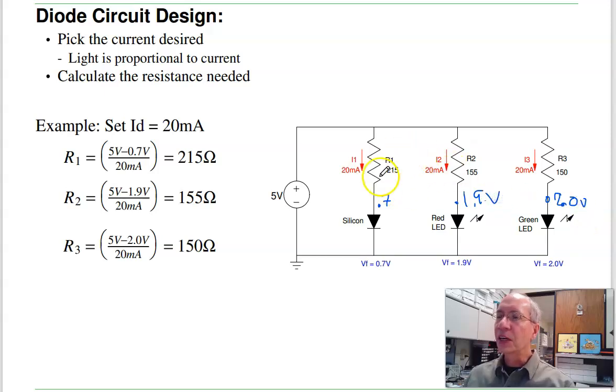I can then find R. For 20 milliamps, I know this is 5 volts. 5 minus 0.7 over 20 milliamps, this should be 215 ohms. If I want I2 to be 20 milliamps, I've got 5 minus 1.9 over 20 milliamps. That should be 155 ohms. And the green LED, I should make that 150 ohms.